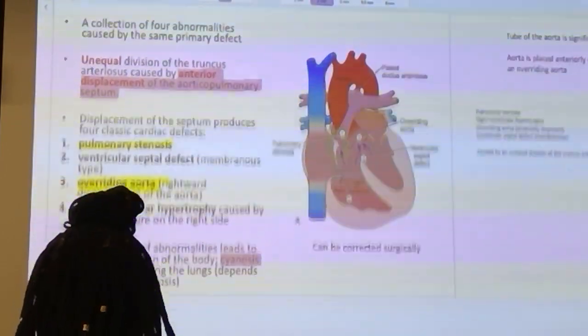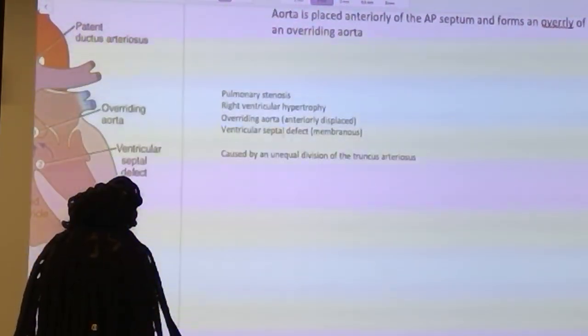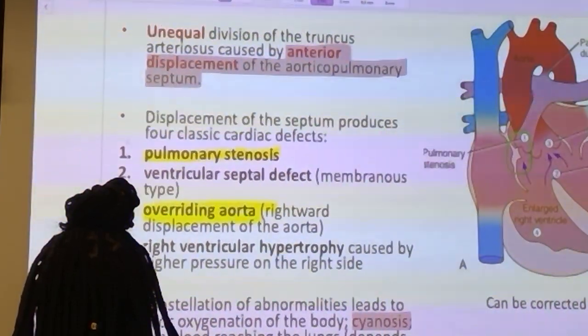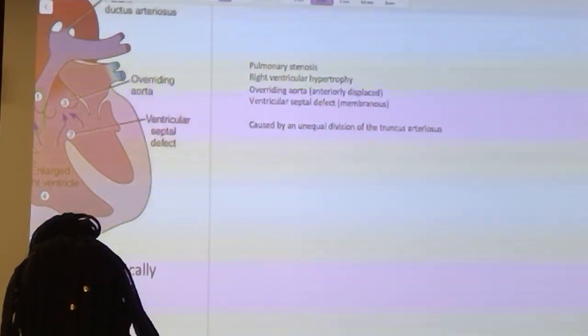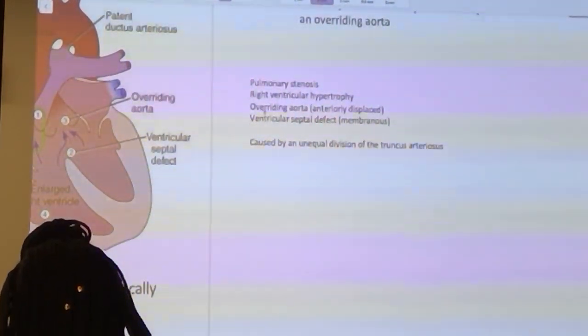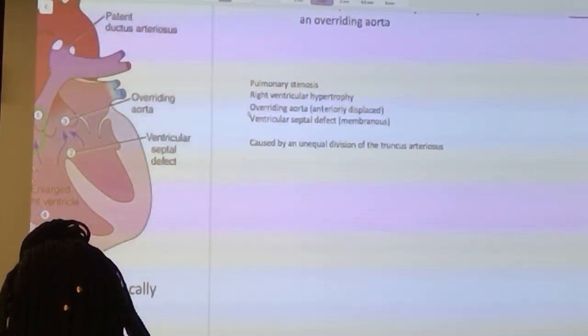Tetralogy of Fallot. The way to remember what caused it is PROV. P stands for pulmonary stenosis, R stands for right ventricular hypertrophy, O stands for overriding aorta, and V for ventricular septal defect.